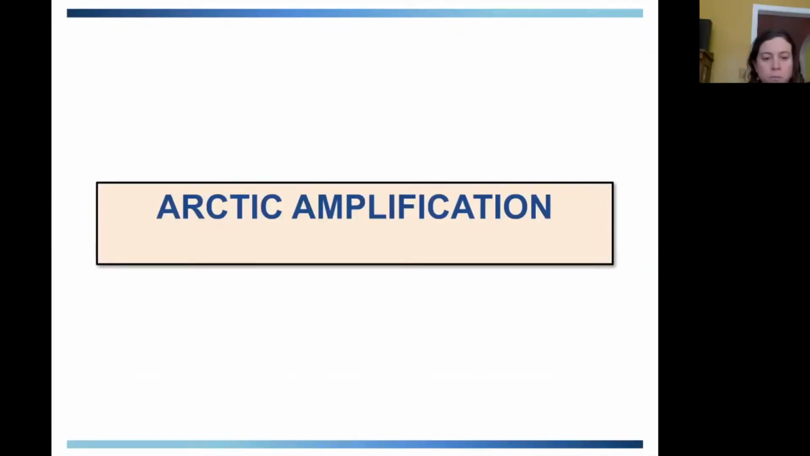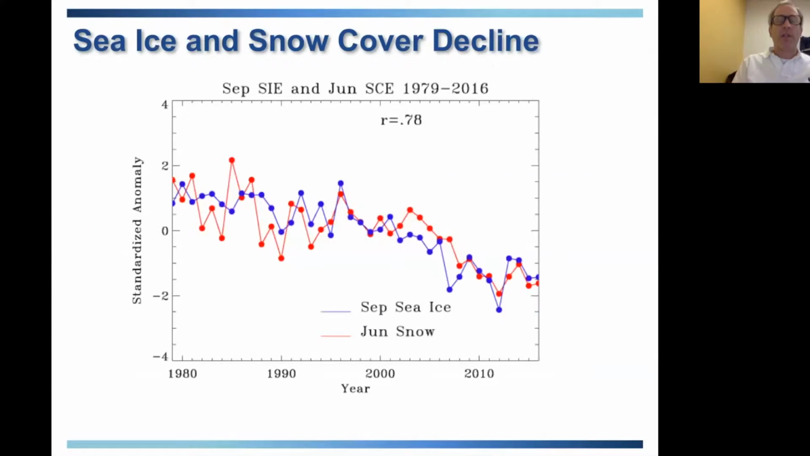One of the main themes that came out of the workshop was how complicated, how lacking our knowledge is of Arctic amplification and the causes of it. That was a big topic at the workshop, and we're all very familiar with the fact that sea ice has been decreasing. Here I show a time series of September sea ice, in blue, and it's been declining. It's about 2 standard deviations lower now than it was 30 years ago.